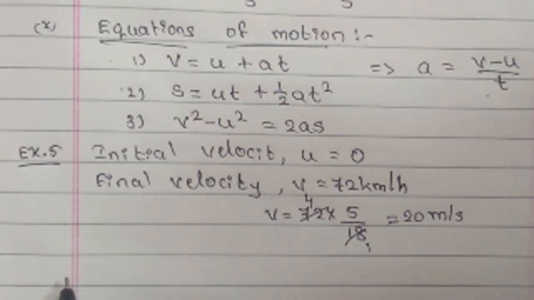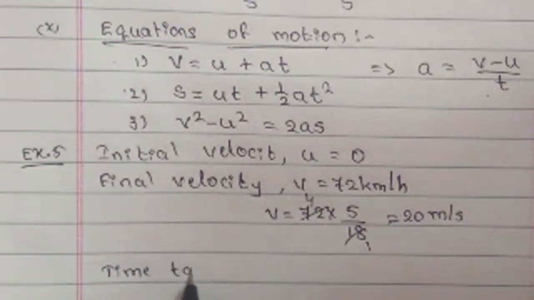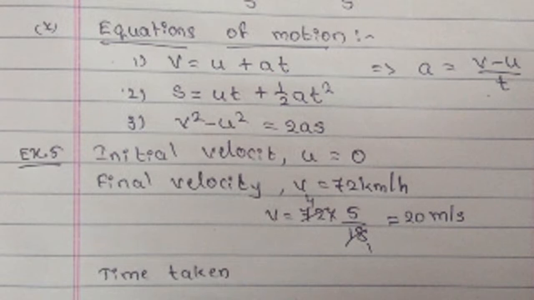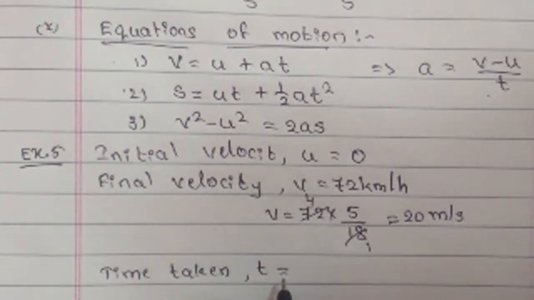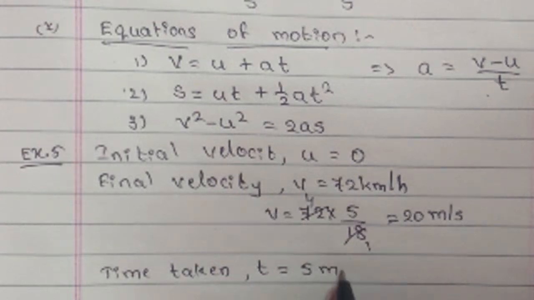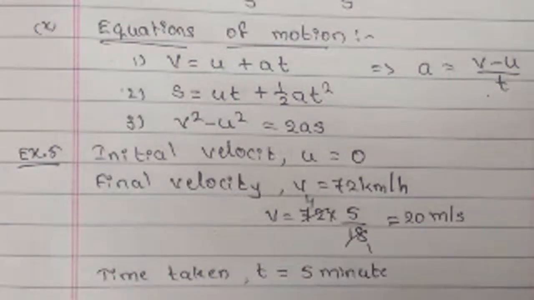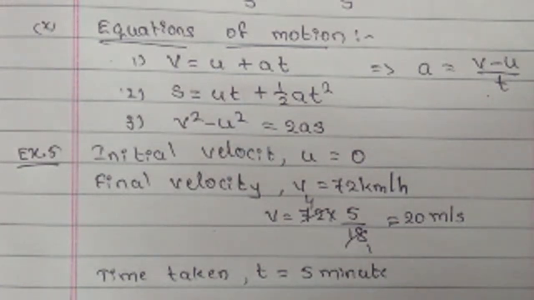The next one, time taken. Time taken, t, is equal to how much? It is given that it is 5 minutes. But minute is not the SI unit. Again we have to convert that minute into second. So now convert the 5 minutes and tell me it becomes how many seconds.